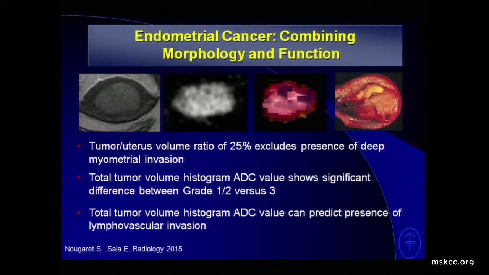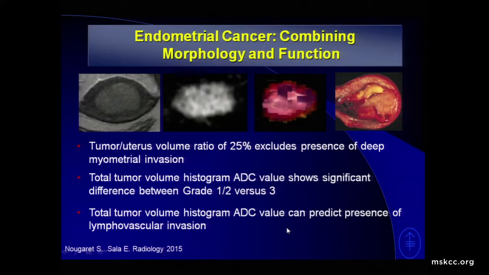that a tumor to uterus volume ratio of 25% excluded the presence of deep myometrial invasion. So if the ratio was under 25%, no patient had deep myometrial invasion. This was based on over 70 patients. When we did the histogram analysis of the ADC values, there was a significant difference between grade 1 and 3 tumors, so it's telling us about tumor aggressiveness. And also, the tumor volume histogram ADC value could predict the presence of lymphovascular invasion in the study population.